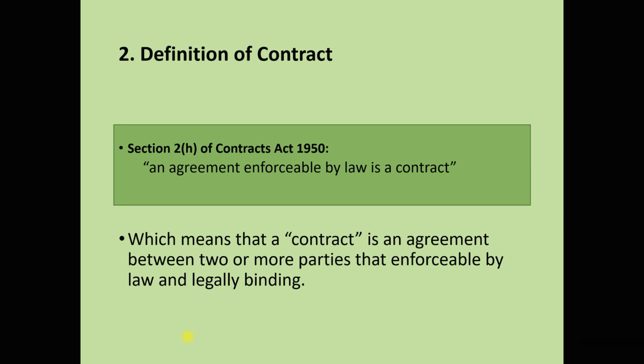So the law only recognizes those contracts which are enforceable by law, because some contracts are not enforceable by law. Some agreements are not recognized, thereby not enforceable by law. For example, a contract which is not enforceable is what we call a void contract, whereby the consideration is void.